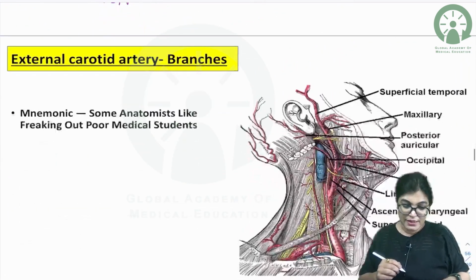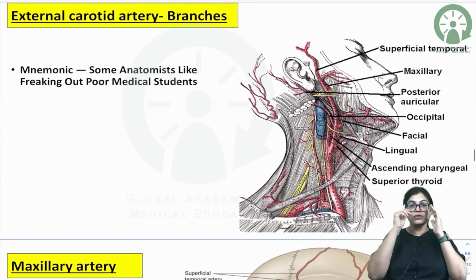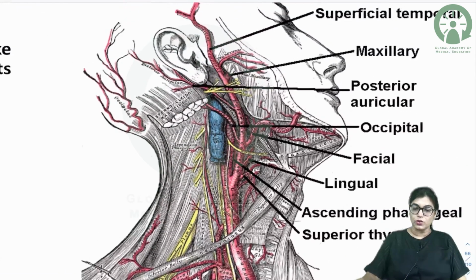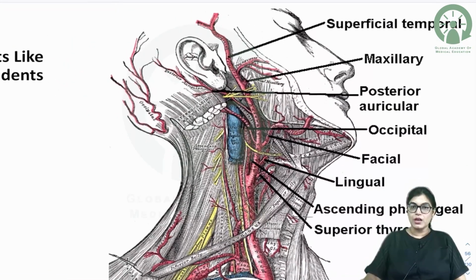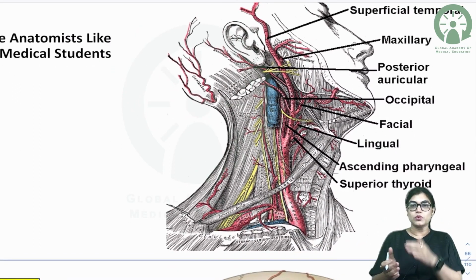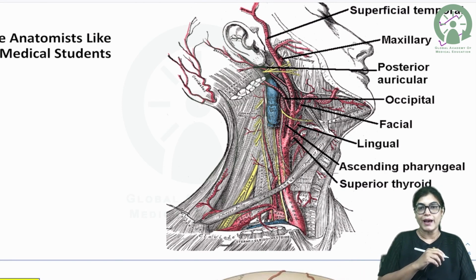Now, external carotid artery branches. There is a mnemonic for the branches of the external carotid artery: Some Anatomists Like Freaking Out Poor Medical Students. I already told you the branches. Can you see this image? The branches are clearly shown in this image. The 2 terminal branches are superficial temporal and maxillary.